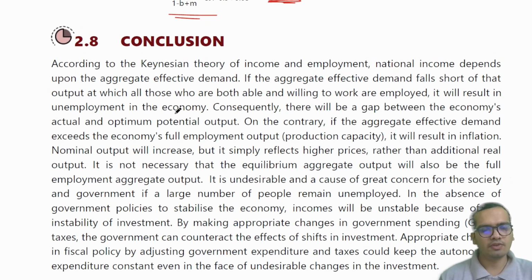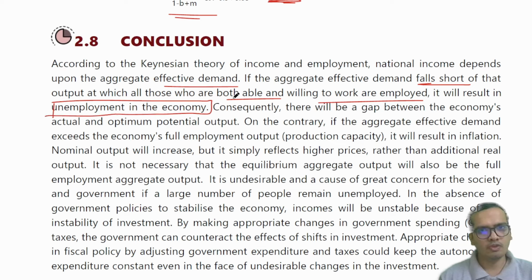So here is the conclusion. According to the Keynesian theory of income and employment, national income depends upon the aggregate effective demand. If the aggregate effective demand falls short of that output at which all those who are both able and willing to work are employed, it will result in unemployment in the economy. Consequently, there is a gap between the economy's actual and optimal potential output.